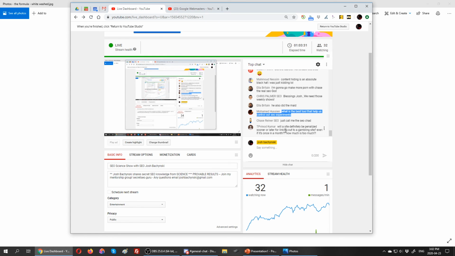Vinod Kumar says, will a site definitely be penalized sooner or later for linking out to a gambling site? Even if it's once a month, how much is too much? Links are so not a problem. Stop thinking about links and start thinking about all the other ranking factors. It's so not an issue.